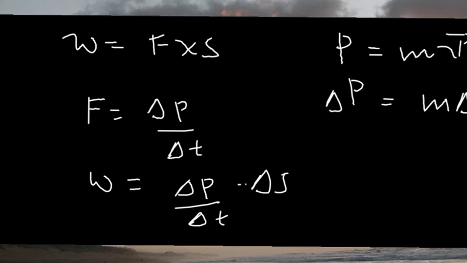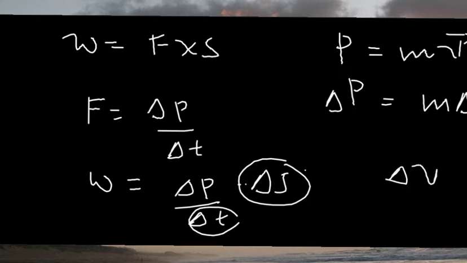Work done is change in momentum times change in displacement over change in t. Change in s over change in t is change in v. So work done is equal to change in momentum times change in v. Change in v is equal to change in momentum over mass.